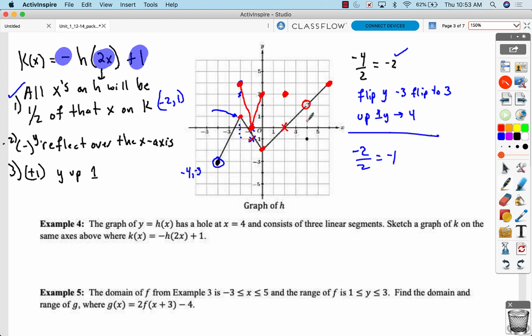Now I have to do 2. That's a 4, and that's a 2. Take half of 4. I'm here at 2. Now I'm at 2. I'm going to flip to -1. I'm going to go up 1. So that's actually a hole. That's a hole. And the last one, I'm at 6, go to 3, flip, go to -4, go up 1, not supposed to go through the hole, but so this is your answer.